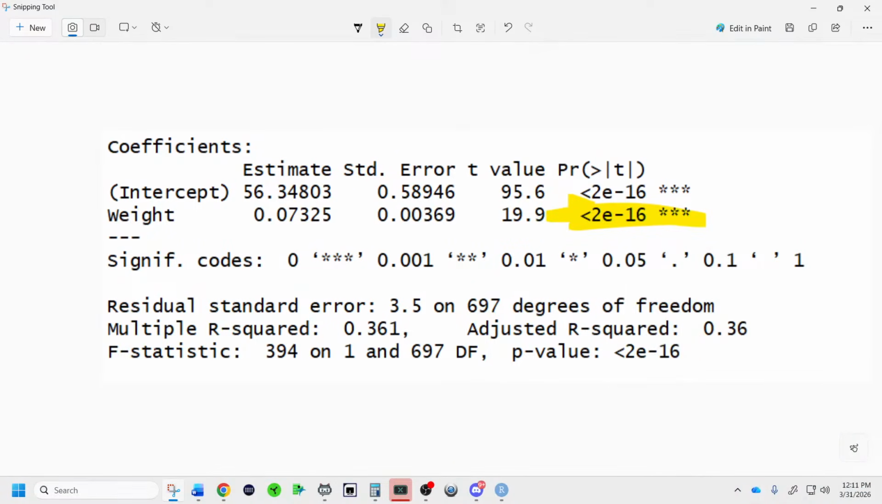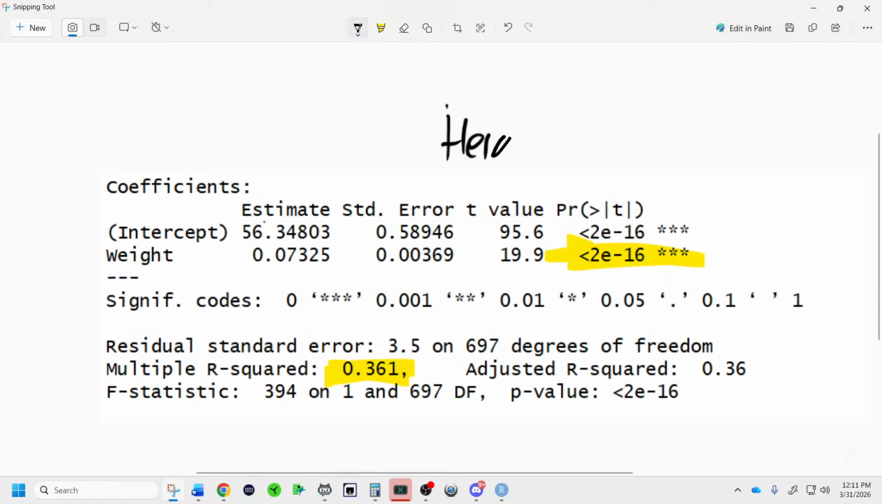Now, we should also know the r squared. The r squared is about 36%. So it's blank percent of the variation in y is explained by the variation in x. So with r squared right here, it would mean 36.1% of the variation in height, which is the y variable I wanted to predict, is explained by the variation in weight.